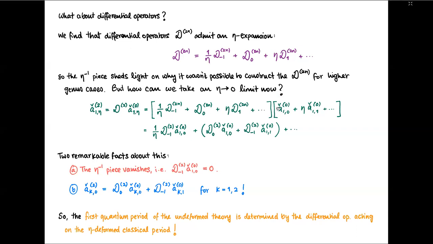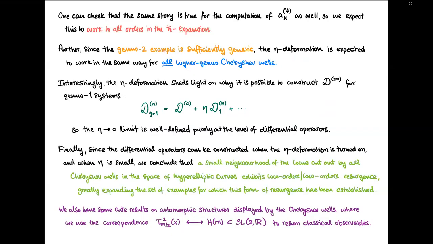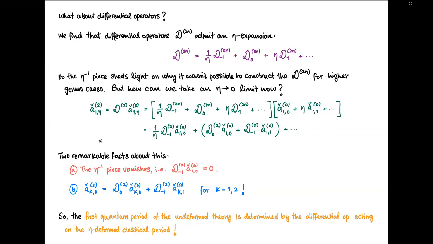So the eta deformed periods have an expansion in eta. The differential operator has an expansion in eta. And because we can construct these differential operators in an eta expansion, we see that A check 2, or the first quantum period corresponding to the first well, in an eta expansion looks something like this. Okay. And now two remarkable facts about this. The first is that the 1/eta piece coefficient actually vanishes. So when I act with D minus 1, which is the coefficient of 1/eta on the classical period, it actually vanishes.